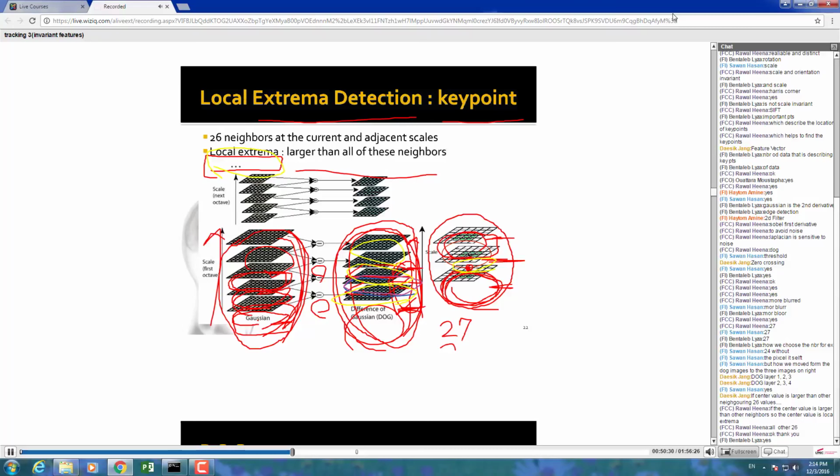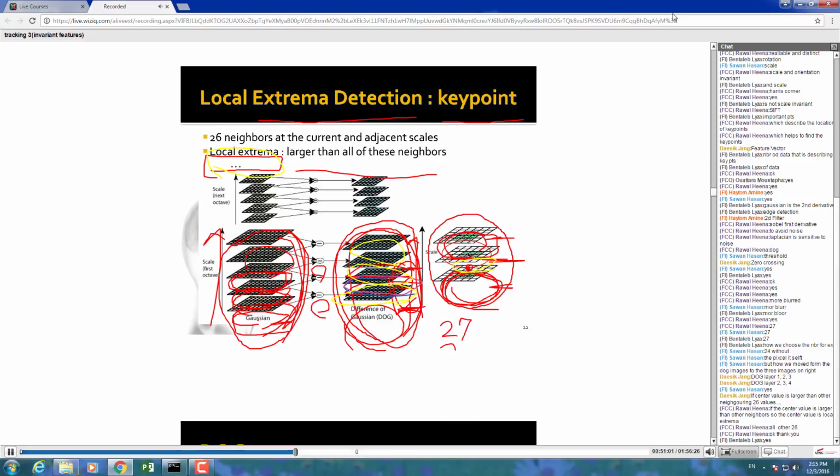So that's why we call these local features. Local, not global, right? So just local. We are just looking at this small area, 3 by 3 by 3, just 27 pixels, to consider the local extrema. Okay, so that is the main concept of local extrema.